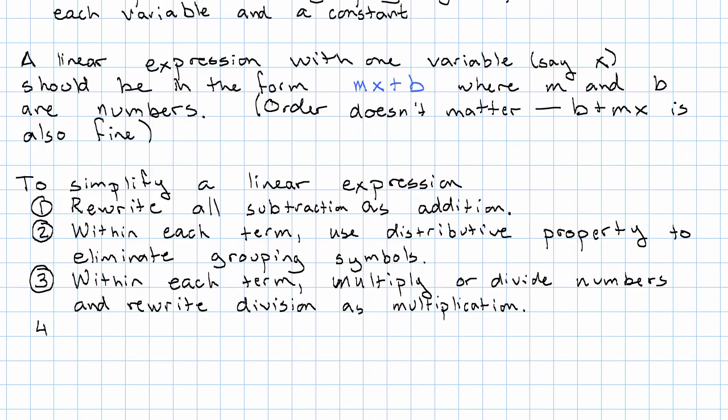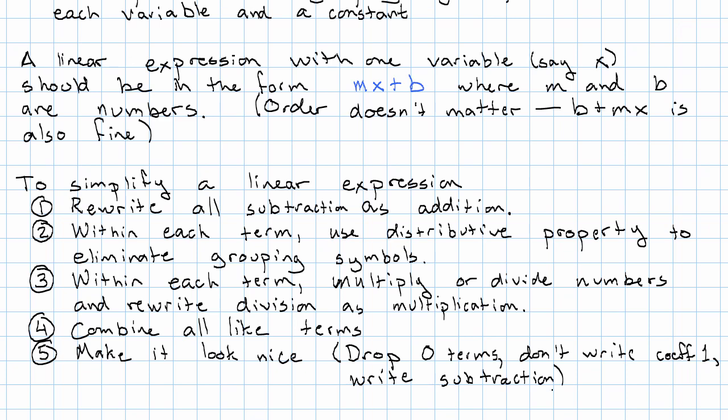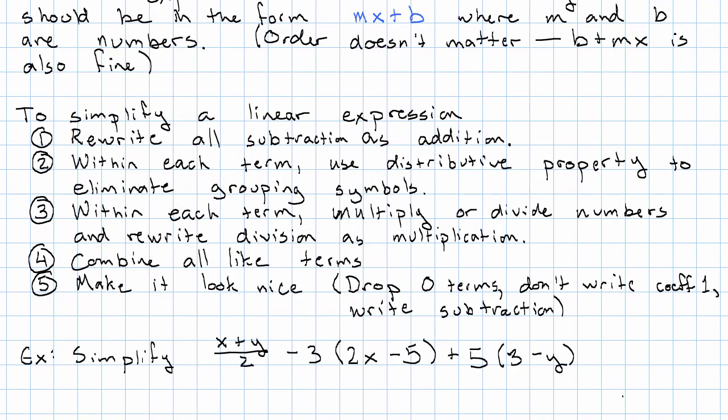And then finally, we'll combine all like terms and take whatever steps are needed to make it look nice. Remember, the steps to make an expression look nice are drop 0 terms, don't write coefficient 1, and write subtraction instead of adding a negative. Let's see an example. Suppose we want to simplify this expression.